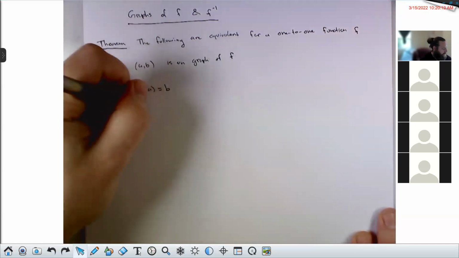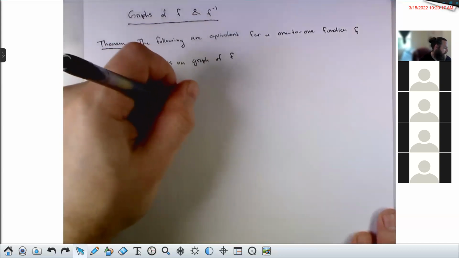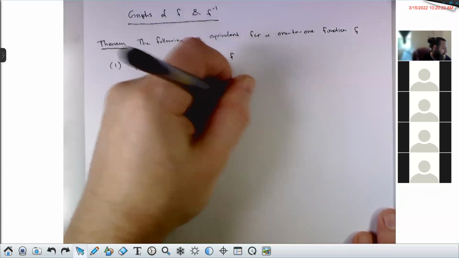Well, this means that F sends the input A to the output B.